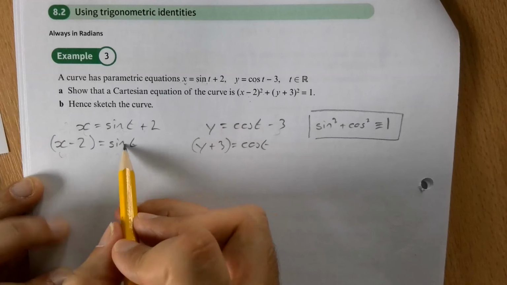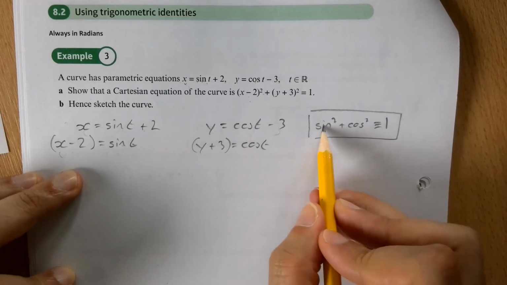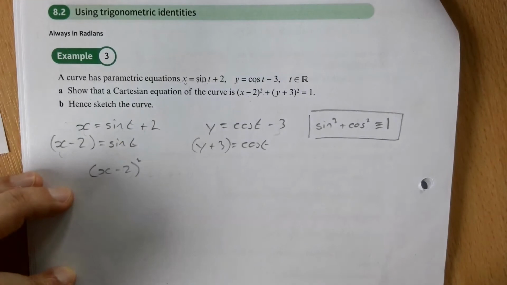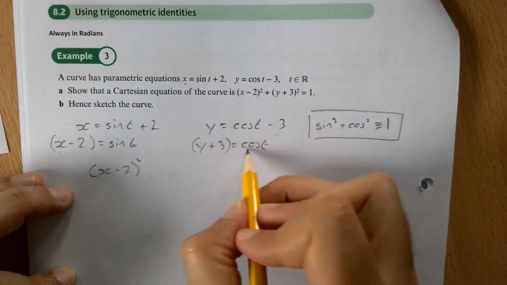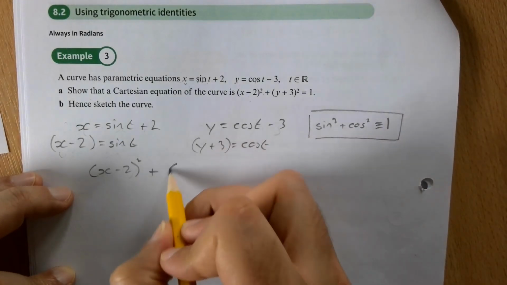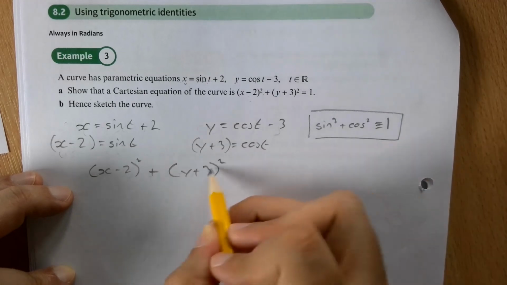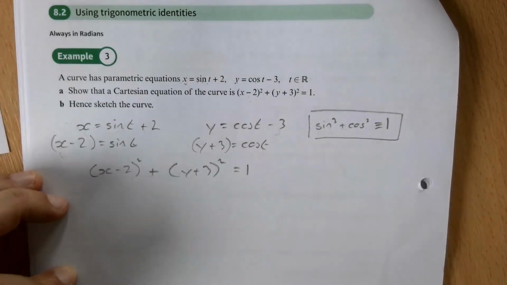So if I know that sine t is x minus 2, sine squared is x minus 2 squared. If I know that y plus 3 is cos, that gives me y plus 3 all squared, and I know from the identity that when I do those two things, that must equal 1. Right? So there we go.